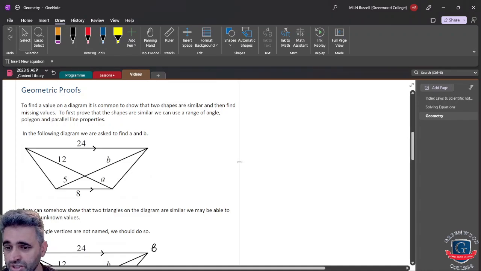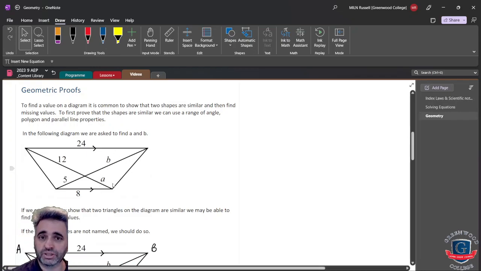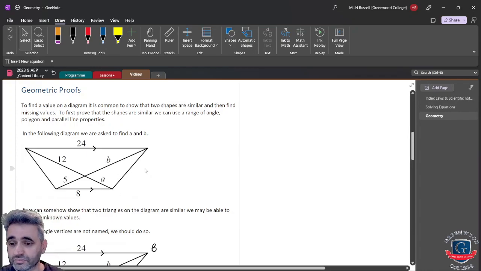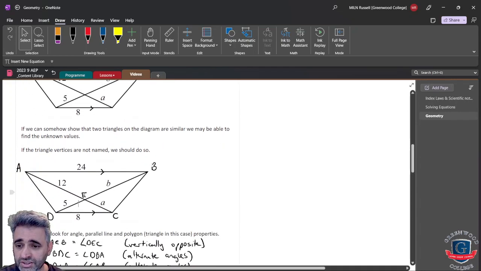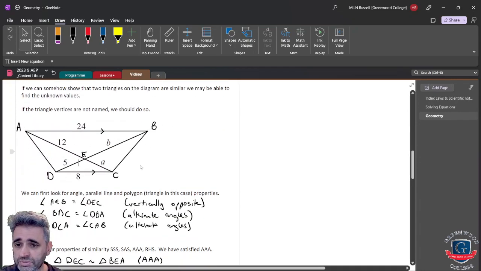So in our first shape, we're looking to find A and B. Here they are over here, A and B. And if we can somehow show that some triangles are similar, we might be able to solve that. So our first step should be to name the shape and the vertices so that we can describe what we're trying to do. So I've done that here. I've gone A, B, C, D, and E.